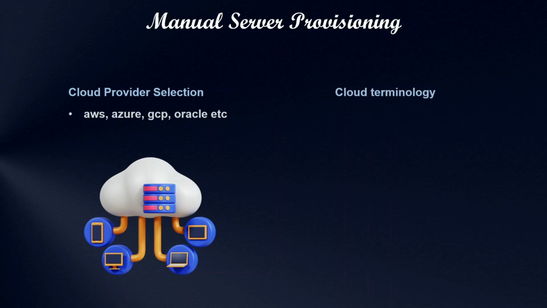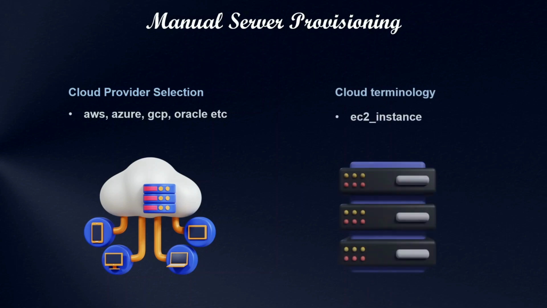The second thing is what is the name of the server on AWS in their terms, because each cloud has its own names for the servers. Let's keep it simple for now and understand that provisioning a server on AWS means creating an EC2 instance. Got it? So we have our answers now. We want to use AWS cloud and we need to create an EC2 instance on it.